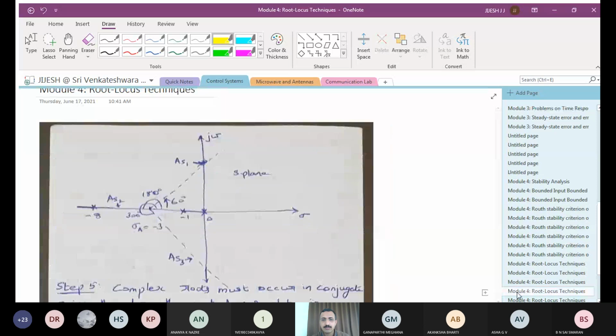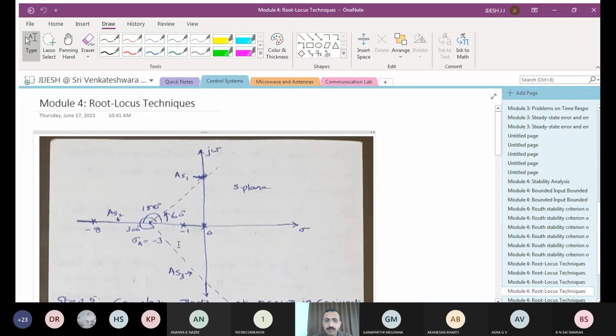So you can see that. This is what I am saying. Asymptotes means these dotted lines, which go in a straight line towards infinity. We will be studying the root locus and all those things. You can have two asymptotes or three asymptotes, depending on the problem. You will be finding out the angle, and then you will be doing all these things.